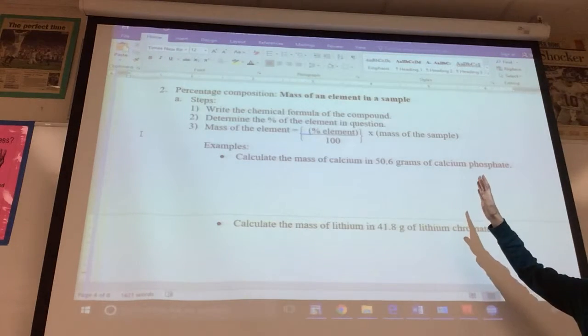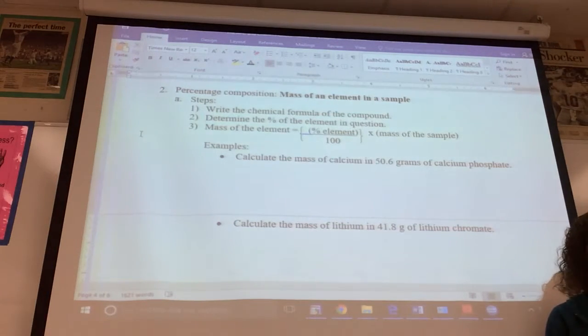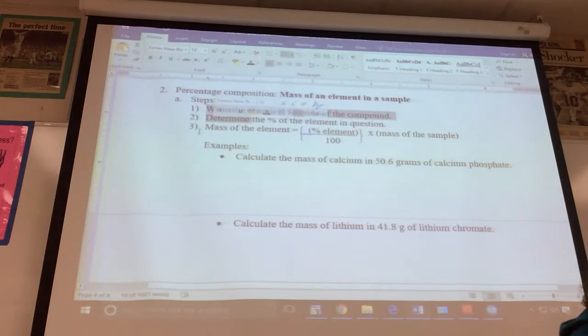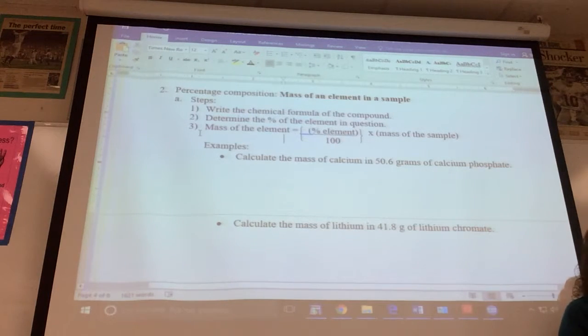But right now we're going to focus on the second part of percent comp, that is the mass of an element in a sample. So the steps 1 and 2 are exactly what you saw on Tuesday when we talked about percent comp. You write the chemical formula. That has to be the first thing that you do, otherwise your percents are going to be incorrect. Then figure out the percent of the element in question. So in terms of what I gave you in the do now, I wanted to know the percent composition of calcium only. So you'll see in a second why I asked you to do that.